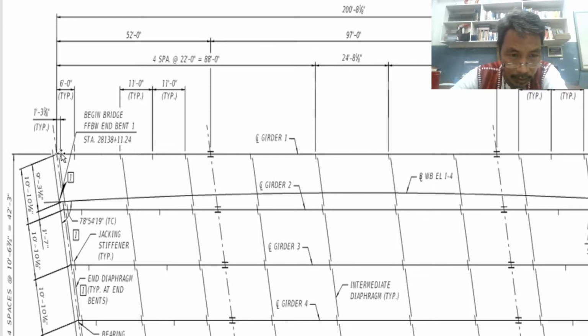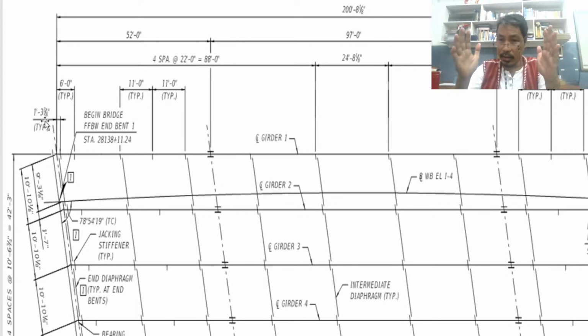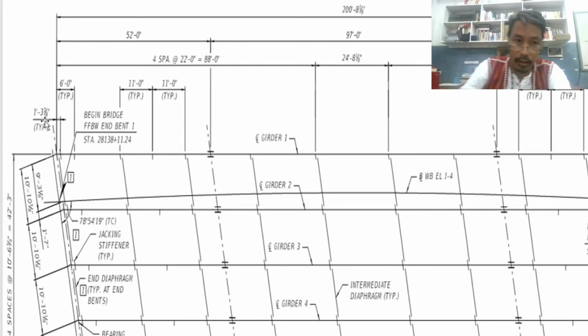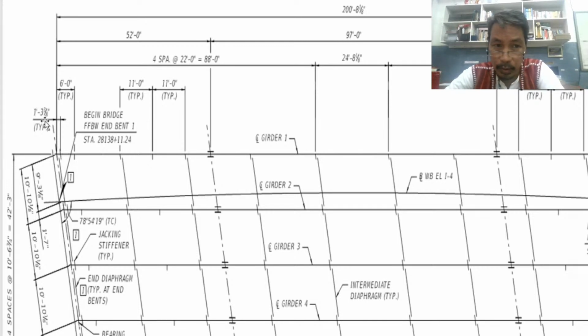So from bearing stiffener to jacking stiffener, the typical distance is 1 foot 3 and 3/8 inches. In the drawing, it is very near, almost about 2 millimeters in the drawing right now. But actually, this distance is about this part. That is 1 foot and 3 and 3/8 inches. It is more than 15 inches, so that is about this length, right?